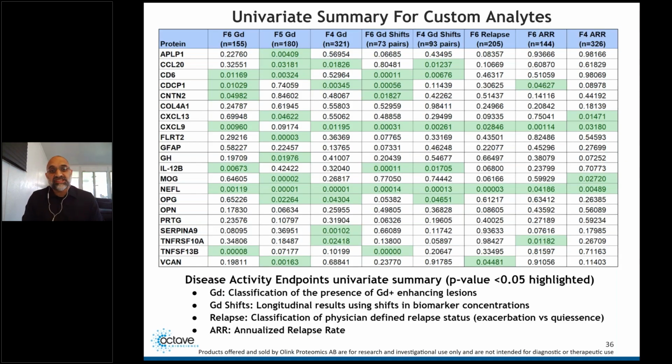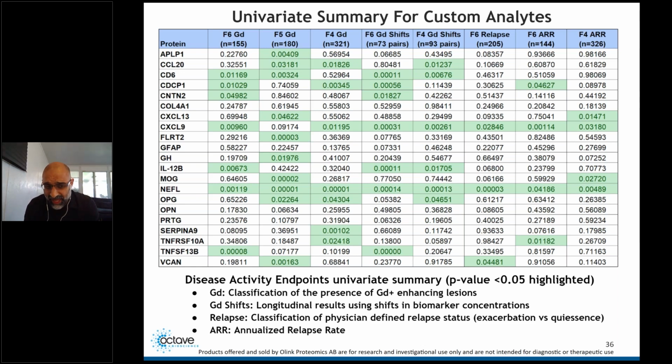So now I'd like to discuss some of the biomarker associations that we've seen in the studies that we've performed. So this is just a summary of univariate performance for custom analytes for disease activity endpoints. This is a univariate summary, and so the biomarkers that are highlighted have shown significance with a p-value threshold of less than 0.05. These are the endpoints that relate to disease activity, and as I move through the next slides, these are the endpoints for which I will show multivariate performance as well.